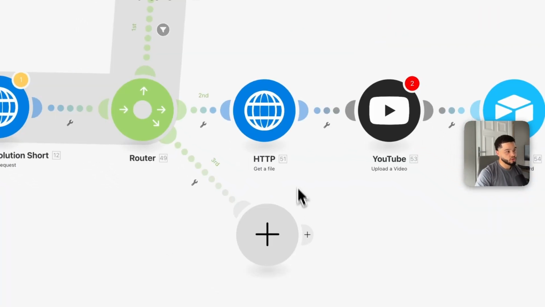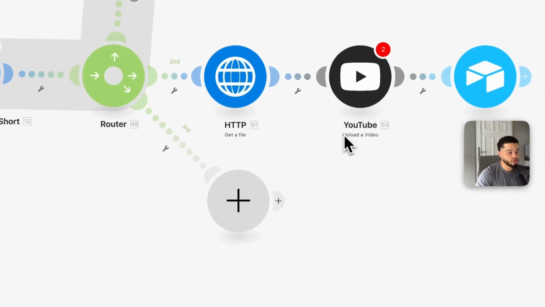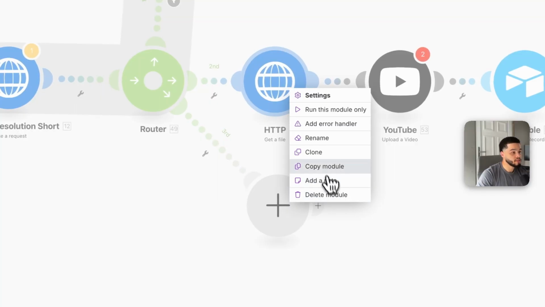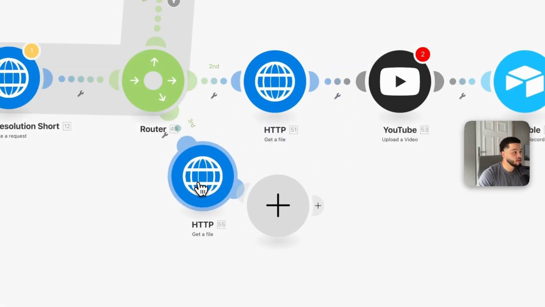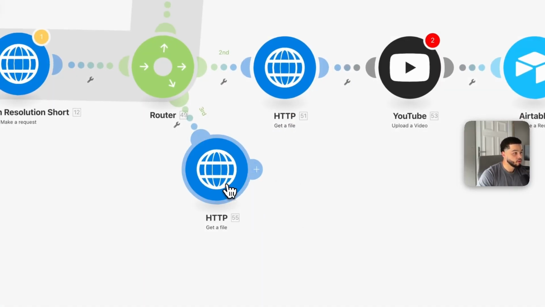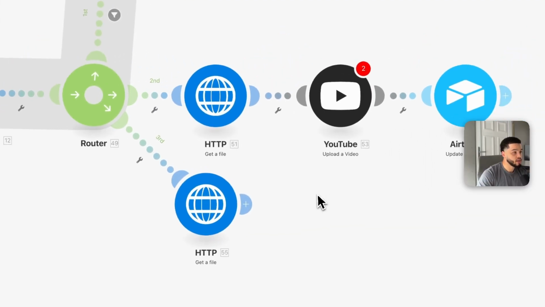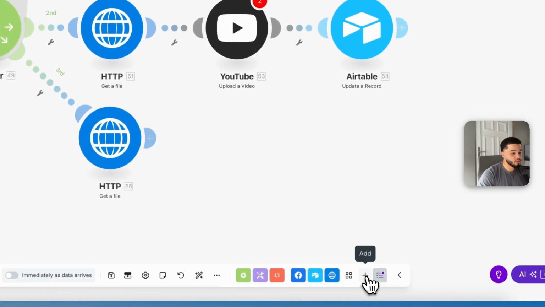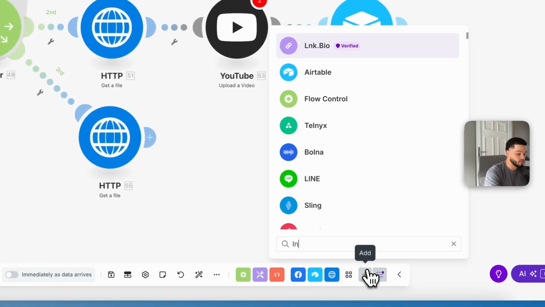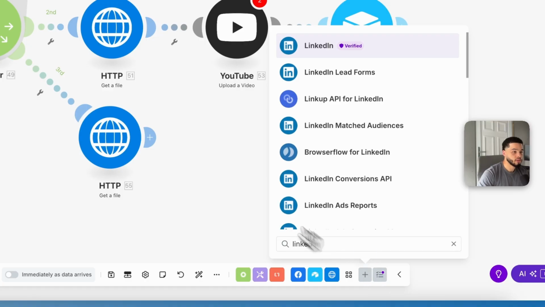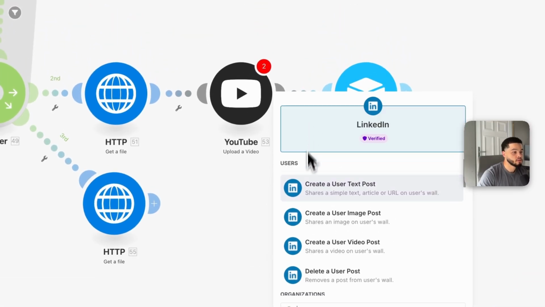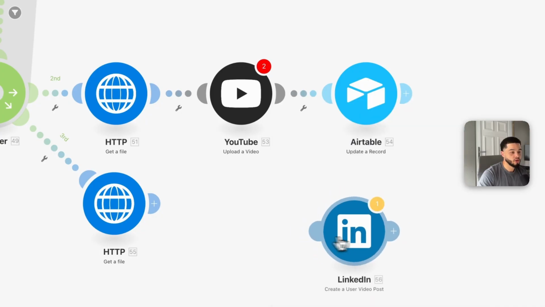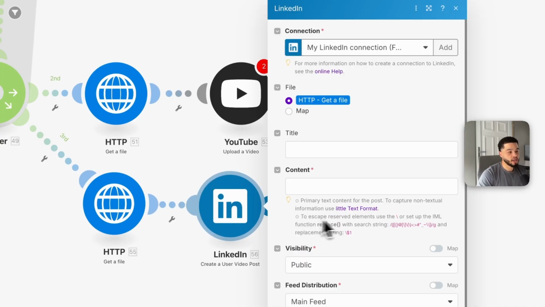Now I'm going to do this once more for LinkedIn, so you can see it working for LinkedIn as well. So I'm going to come down here. I'm going to copy and paste this. So I'm just going to clone this. I'm going to come over here, and we're going to connect this up to here as well. And instead of YouTube this time, we're going to search up LinkedIn. We are going to create a new user video post. Bring that over, connect it up.